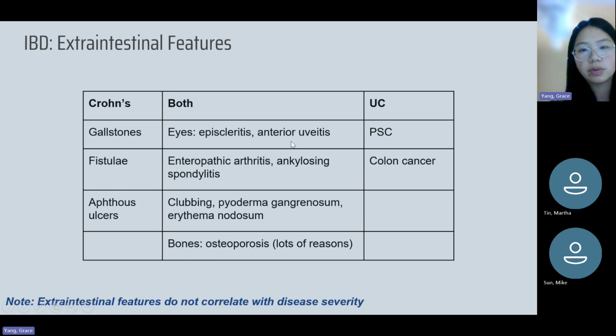So just because they have all of the above, okay, fistulas will probably be quite severe, but it doesn't necessarily mean that their Crohn's, their UC would be really, really bad if they have a very severe pyoderma gangrenosum, for example.